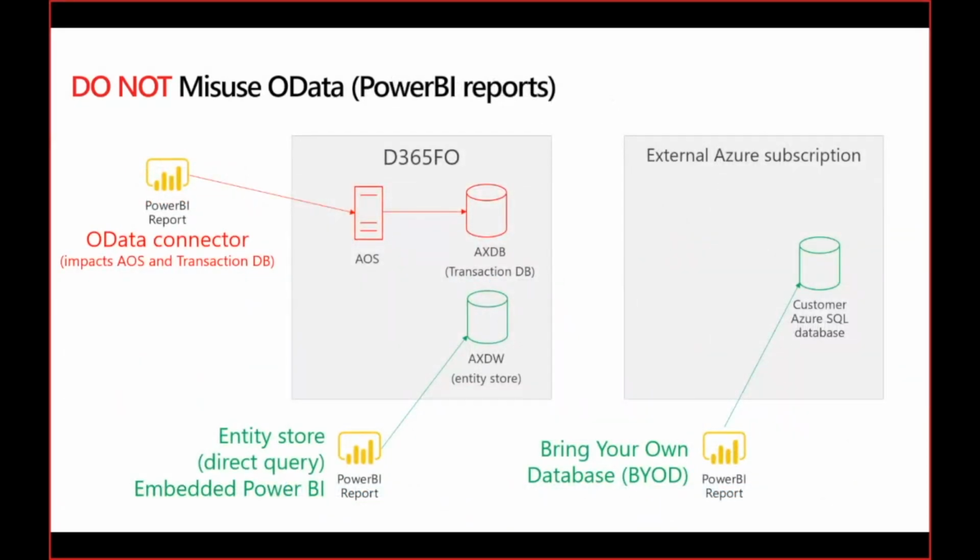This is a visualization of my comment which I just mentioned about the OData connector for Power BI reports, which hits directly the AOS and then also the AXDB, the transactional DB, which could lead to performance issues for larger volumes of data. So instead we recommend to use the entity store and then the embedded Power BI, and just do a direct query on this database. Alternatively, you could also use the BYOD solution and run your Power BI reporting from this other DB in your own external Azure subscription.